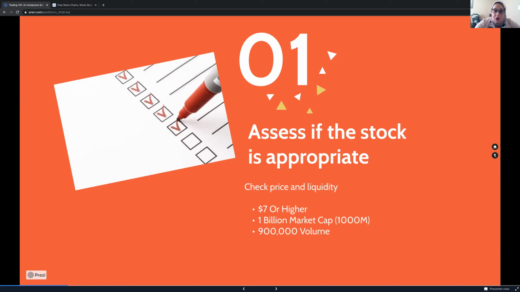These are what you're gonna look for when you put a stock on your watch list. It needs to check off these things that we're about to go through right now. The first thing you want to look at is the price. Okay, look at the price. You want it to be at least $7 or higher.